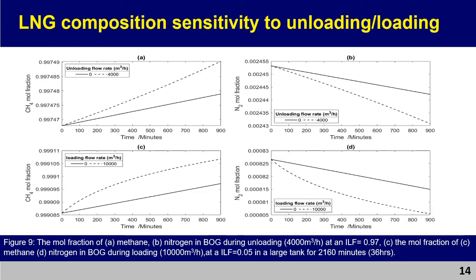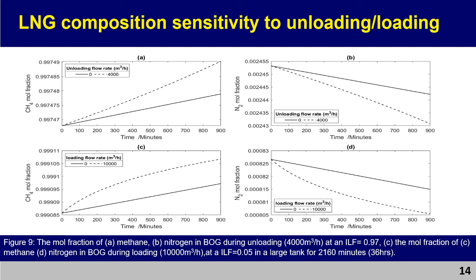LNG composition sensitivity to unloading and loading. You can see that during unloading, the mole fraction of methane increases, and the mole fraction of nitrogen decreases, and this is all happening in the vapor BOG. In the case of loading, in figures C and D, the same occurs. The mole fraction of methane increases, and the mole fraction of nitrogen decreases. This is because of weathering, which is the preferential vaporization of methane and nitrogen. Nitrogen is lighter than methane, so it initially vaporizes, and that's why there's a gradual decrease in the mole fraction of nitrogen.